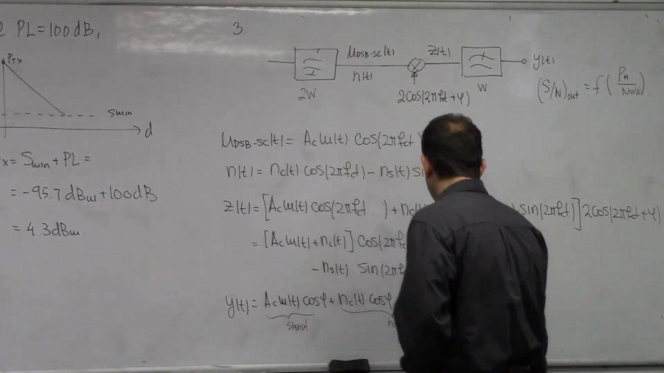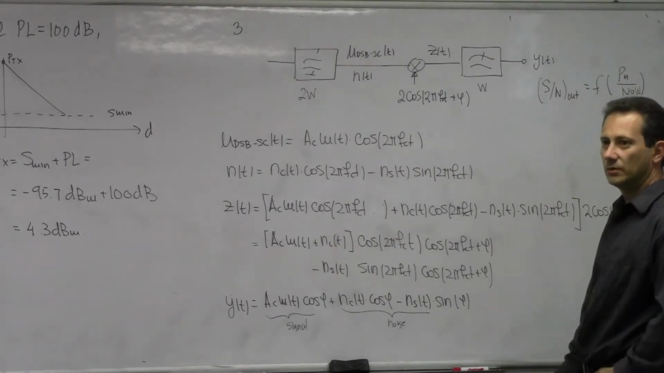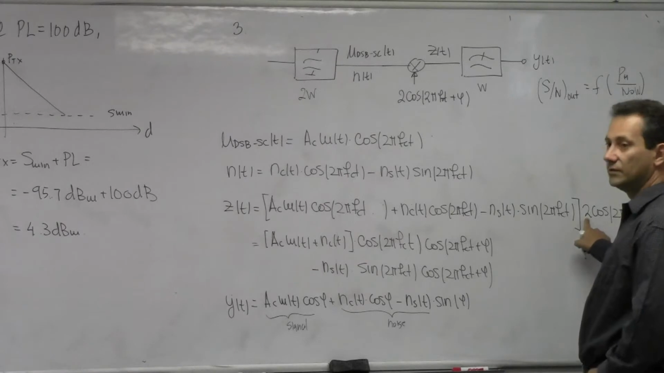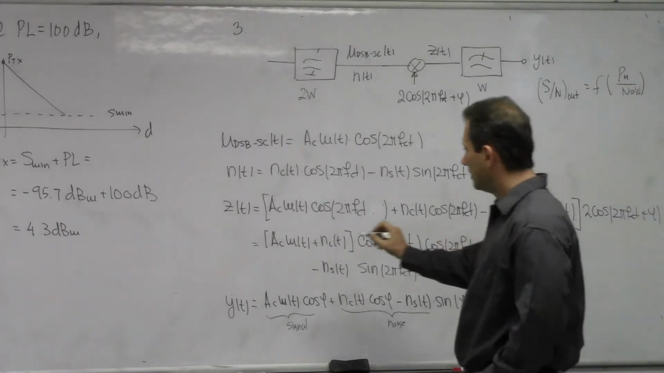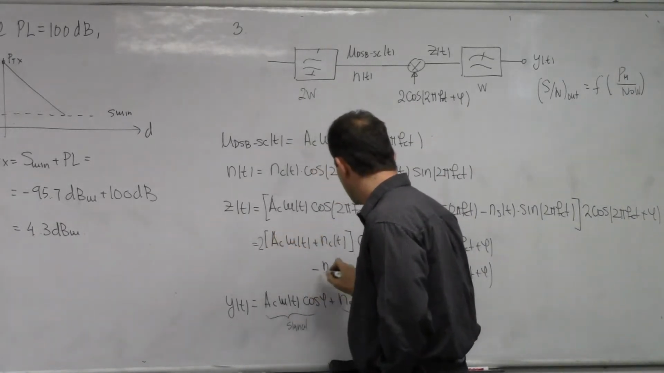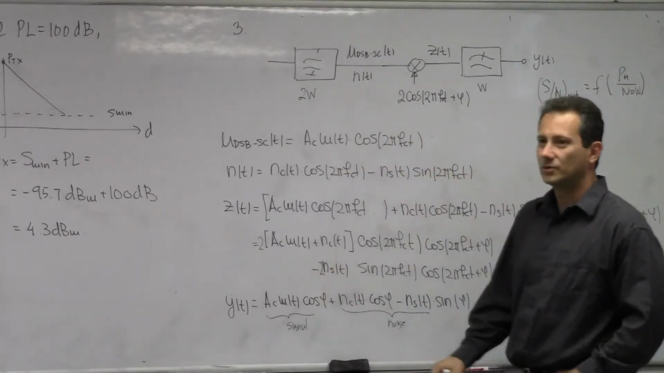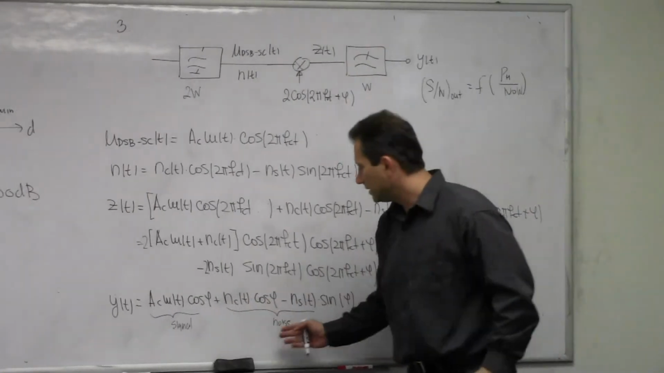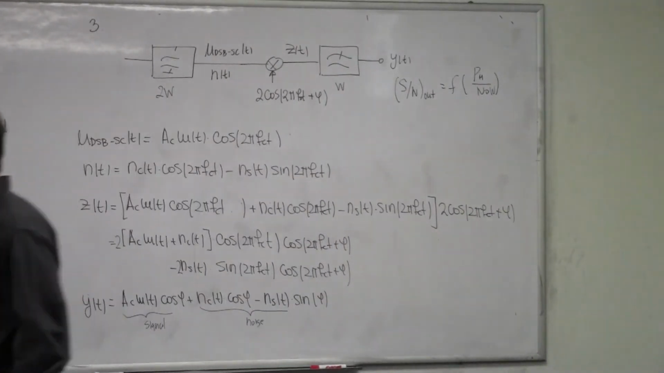Now, some of you might wonder, where did the 1/2 go? It's gone because of these two here, which I forgot to put here. So I apologize, there's a factor of two. Okay, so this is signal, this is noise. Let's take a look at what is the power of the signal.